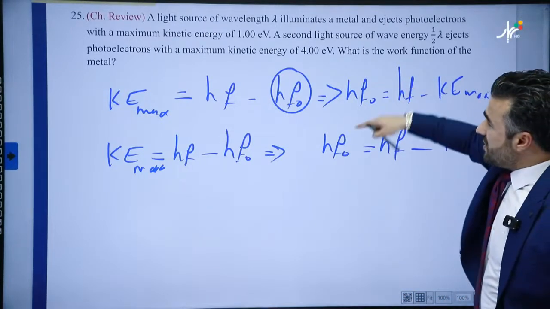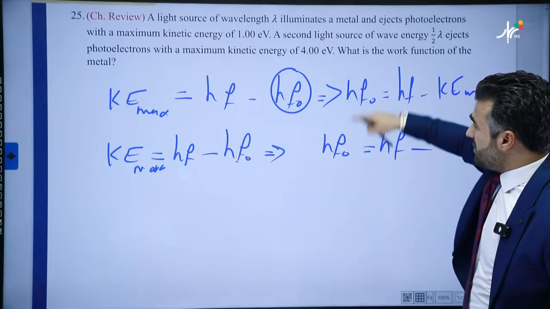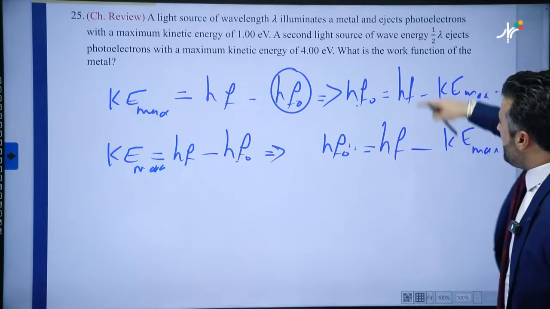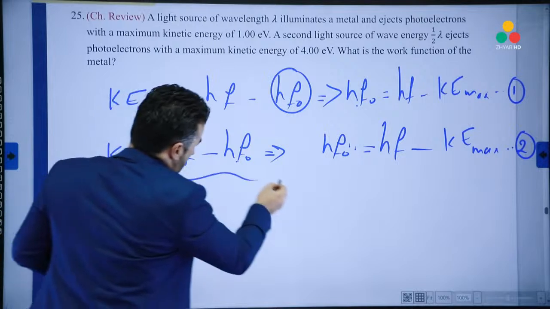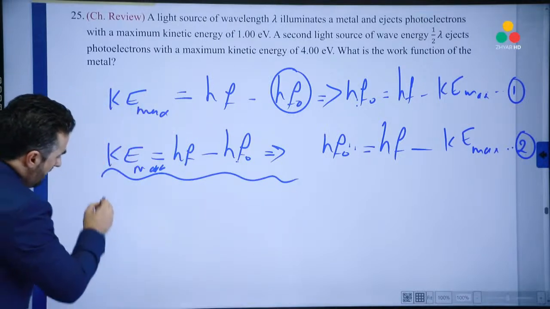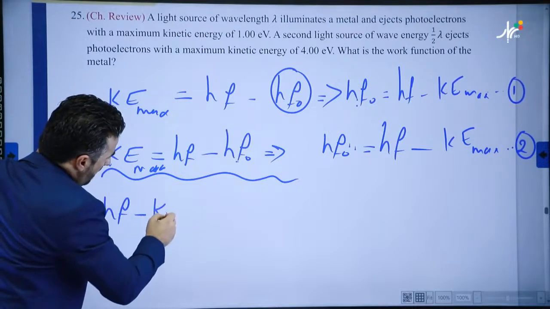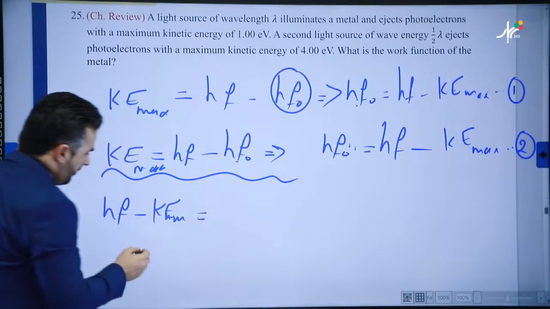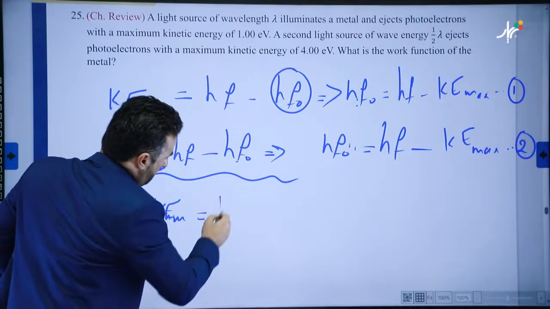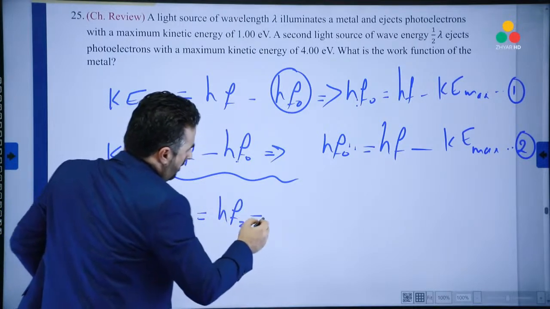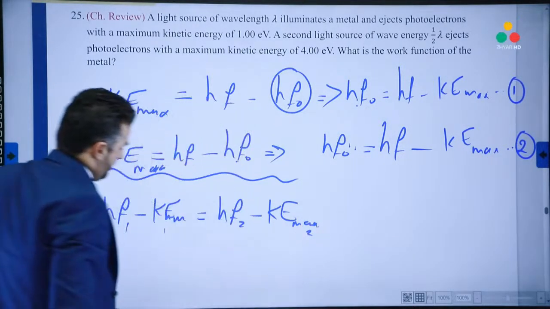Now, like I said, because these two are the same metal, they have the same work function. If they have the same work function, that means these two are equal. If these two are equal, can I say these two are equal as well? The answer is yes. So what do I do? I'll equalize both equations. So I'll say the first one, HF minus maximum kinetic energy for the first one, equals HF, let's call it 2, minus maximum kinetic energy, let's say this is the second maximum kinetic energy.